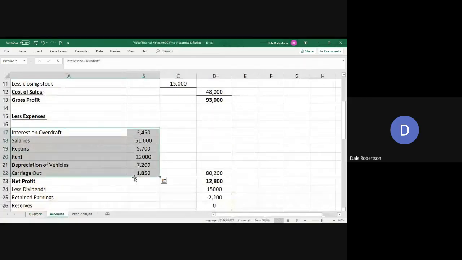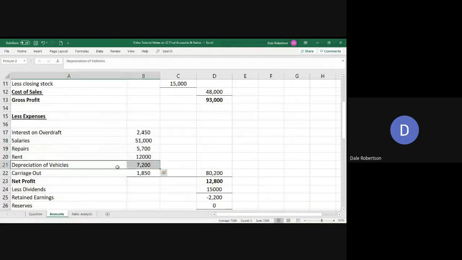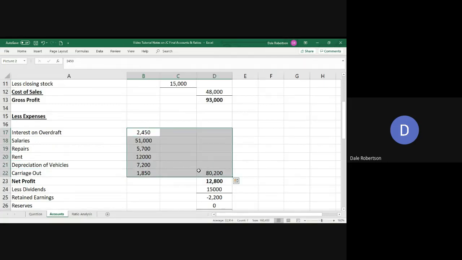The only one that is separate from that, but that is also an expense, is depreciation of vehicles. That one we had to work out, and that depreciation of vehicles was 20% of the cost of the vehicle. So 36,000 multiplied by 20% gets you 7,200. When you put in all 6 expenses, you total them up to get 80,200, and you bring that number across here and you go gross profit less expenses gives you your net profit. Now that's how much money the company actually made.